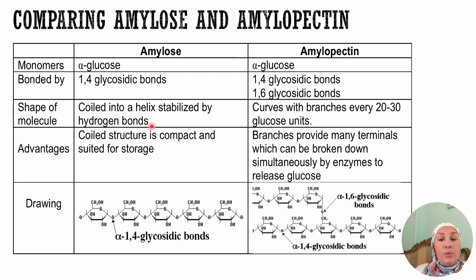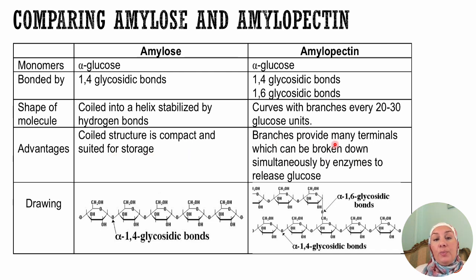If you haven't heard about hydrogen bonds, we will talk about it at the end of this chapter when we talk about water. Okay, so stay tuned. In the advantages, this coiled structure is compact for amylose and is suited for storage.